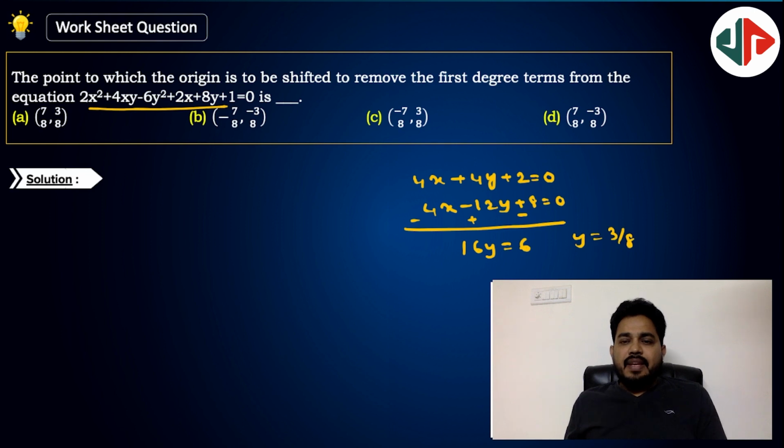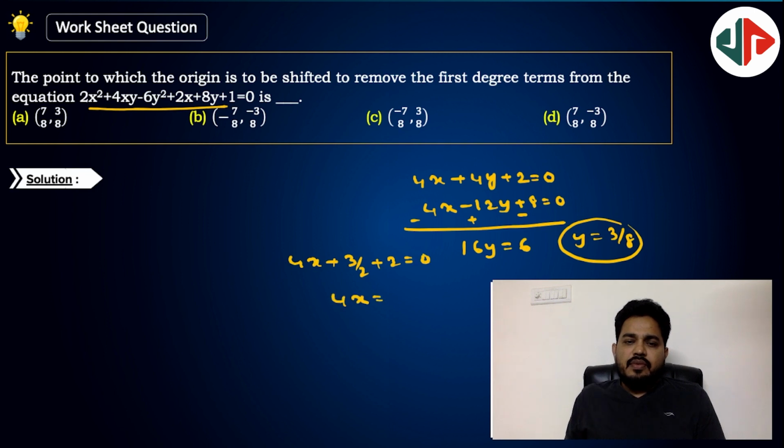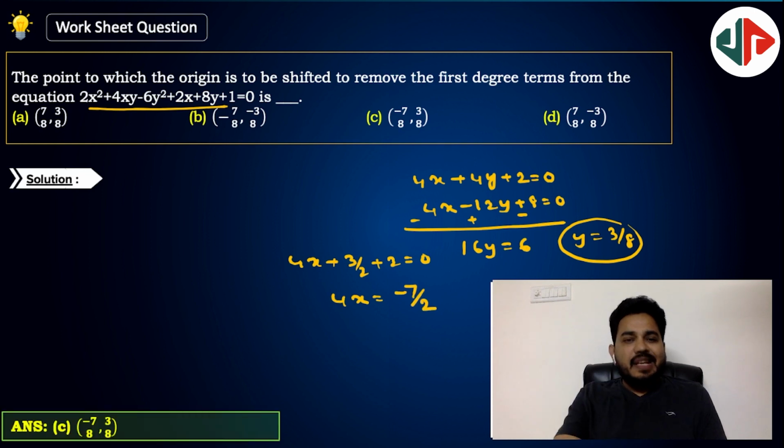Okay. Now y is equal to 3 by 8, substitute in this equation. 4x plus 3 by 2 plus 2 is equal to 0. So 4x is equal to minus 7 by 2. So x is equal to minus 7 by 2. P is the answer. Okay. So this is by should be there.